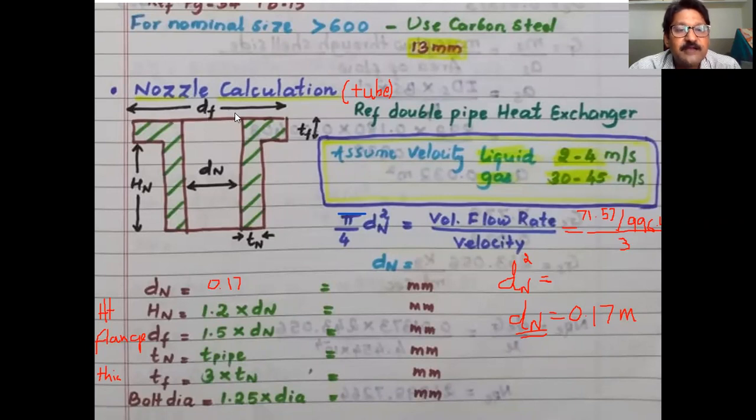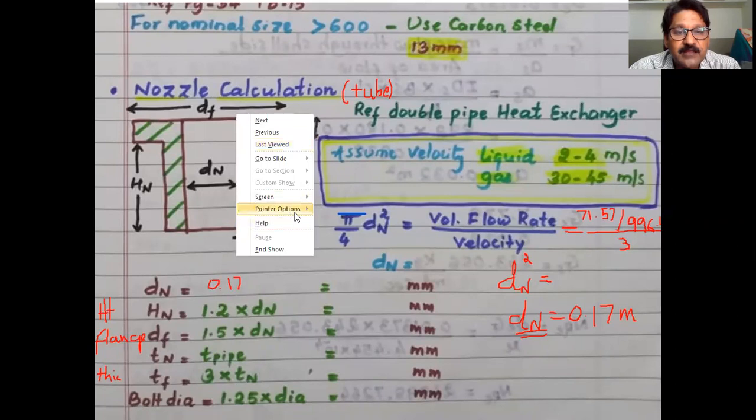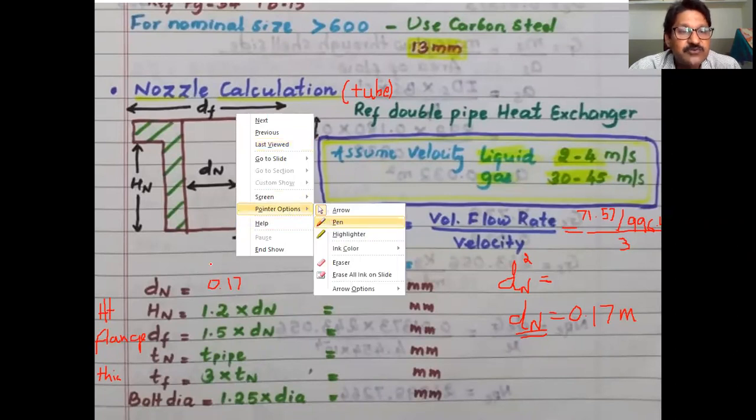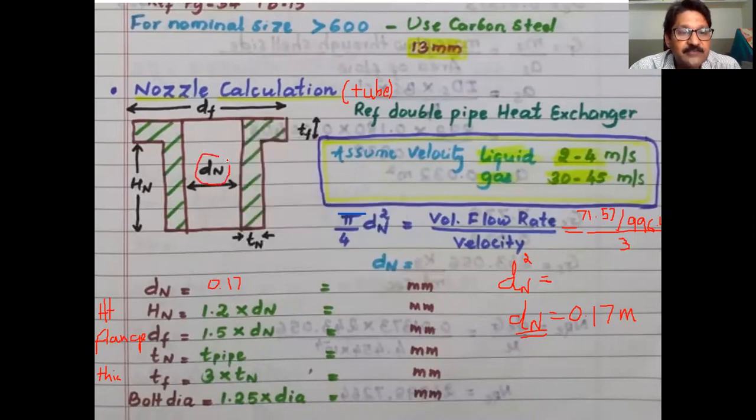Look at this one picture. I'll explain once again. See here, first we have calculated dn, the diameter of the nozzle, and next is the height of the nozzle. Next is the thickness of the nozzle. The nozzle is finished. Now you need to come to the flange. So dn is the diameter of the flange, and TF is the thickness of the flange. Understood?